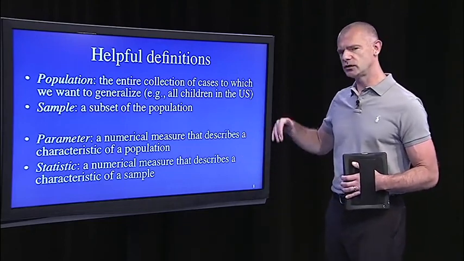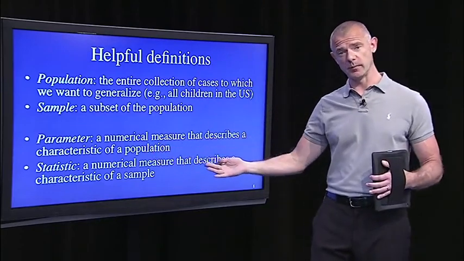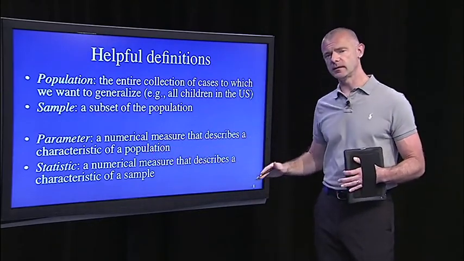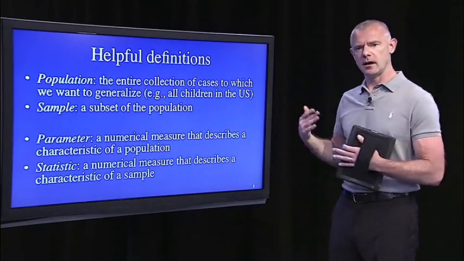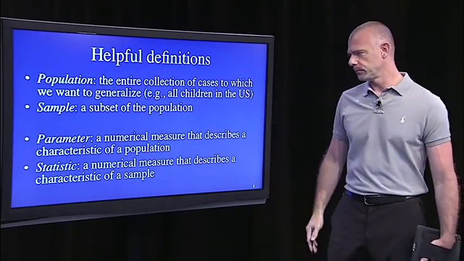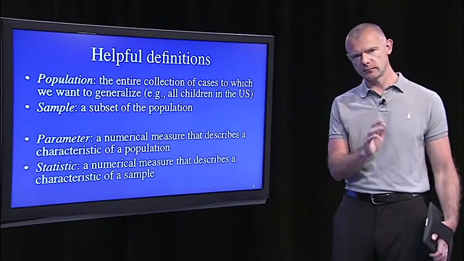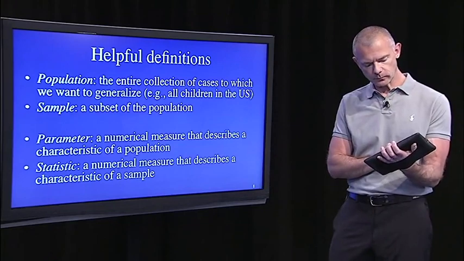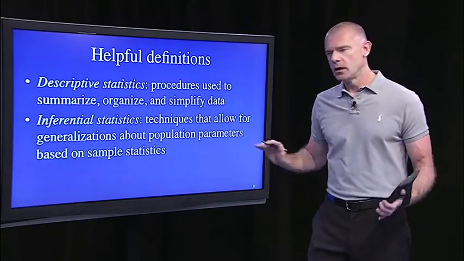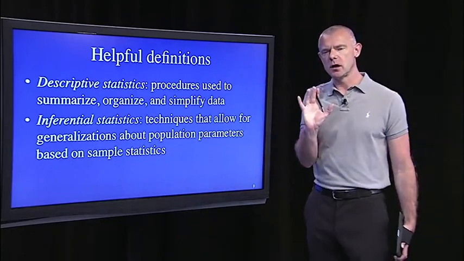It's also important to know the distinction between parameter and statistic. A parameter is just a numerical measure that describes some characteristic of the population, and a statistic is a number or measure that describes some characteristic of a sample. So parameters, populations; statistics, sample.